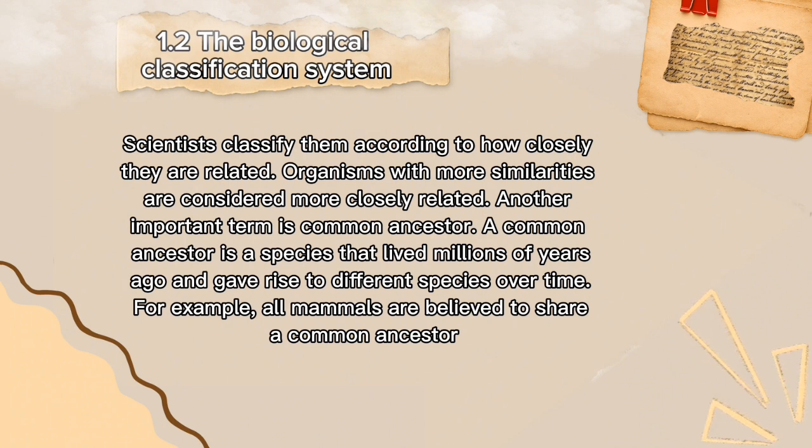Another important term is common ancestor. A common ancestor is a species that lived millions of years ago and gave rise to different species over time. For example, all mammals are believed to share a common ancestor.